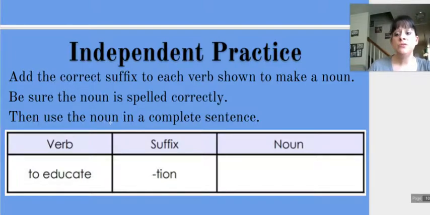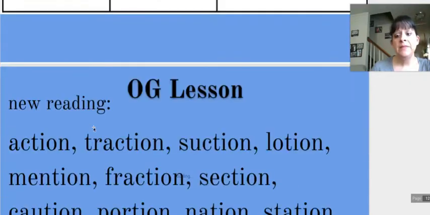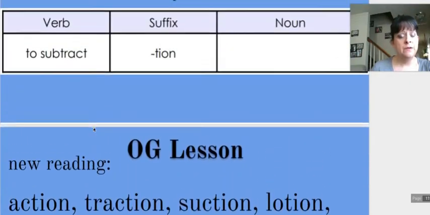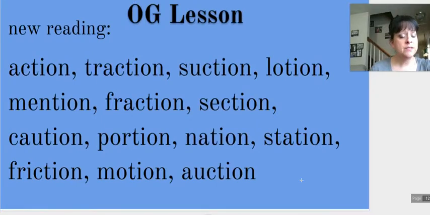Then you're going to use that noun in a sentence, and that helps me know that you understand how that word is used, the meaning of the word. So we have to educate. You're going to add shun. You're going to write the new word here, and then down here in this space, you're going to type a sentence. Okay? You have this word and this word. Then you're going to record yourself reading these words, and that's it. That's all you have for today.